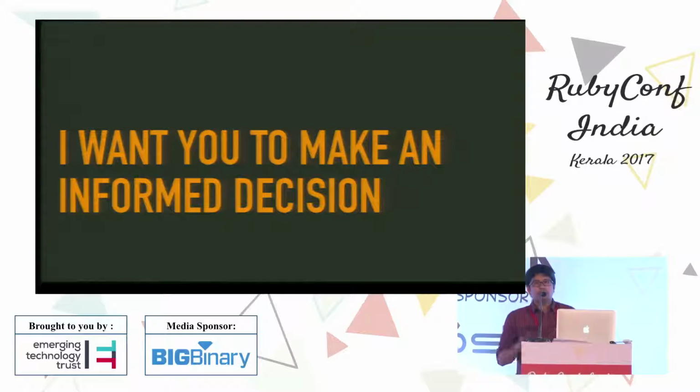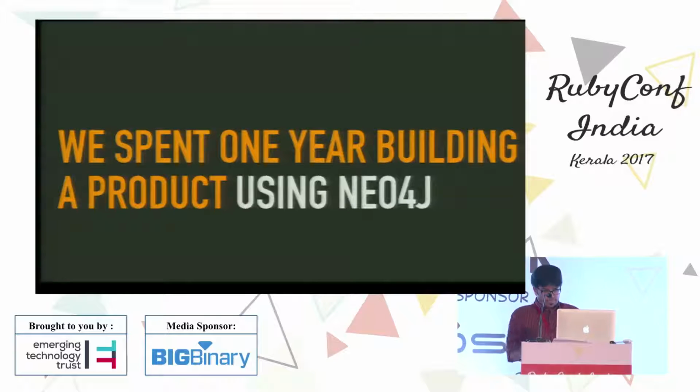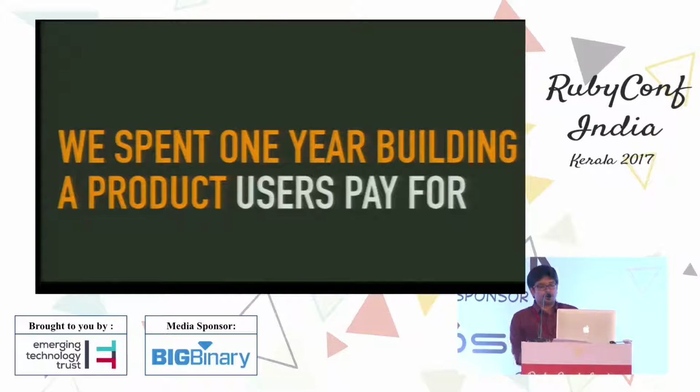So what I want to help you do is to make an informed choice. And before that, let's begin with a quick story. My team at First.io, we spent the last 1 year building a product using Neo4j. And we spent 1 year building a product users pay for, a product users love. Along with Postgres, of course, and Redis, the standard Rails stack. But our application was centered around Neo4j, right?